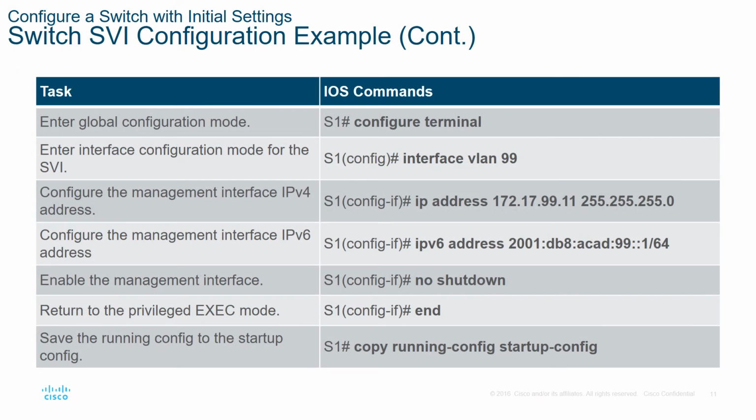Let us see the commands to configure the SVI in the switch. The SVI is configured in the global configuration mode. So you know that there are four basic modes and two sub-configuration modes. The first is user EXEC mode, then privileged EXEC mode, global configuration mode, and specific configuration modes. Inside specific configuration mode, we have interface mode and line mode. S1 hash represents the privileged EXEC mode.